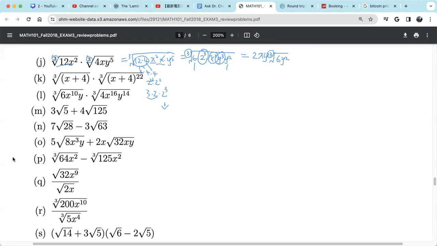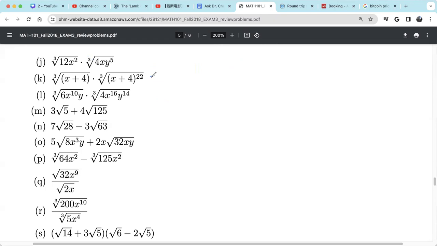Okay, now let's erase this. Let's see k. Also cubic root. We're going to do the same. So cubic root. This is x plus 4 raised to 1, right? So x plus 4 raised to 1 by default. Then the other one is x plus 4 raised to 22. Cubic root. And 22 can be written as 21 plus 1, because 21 is a multiple of 3. So that means we have x plus 4 times x plus 4 raised to 21, then x plus 4 raised to 1. Right?